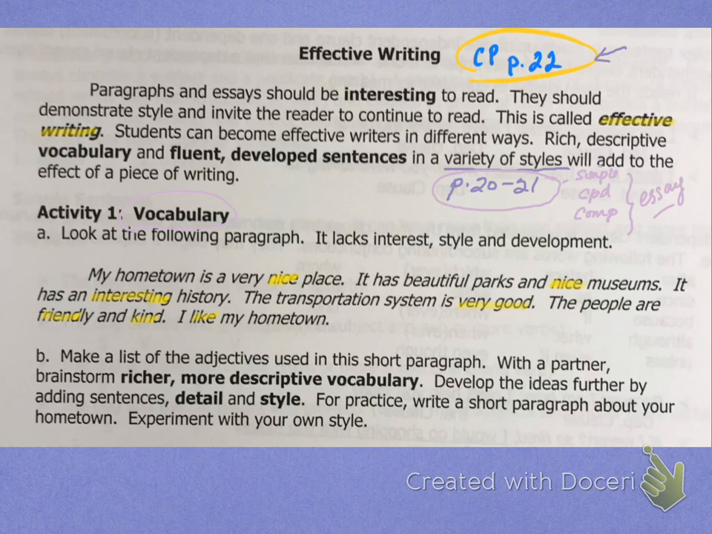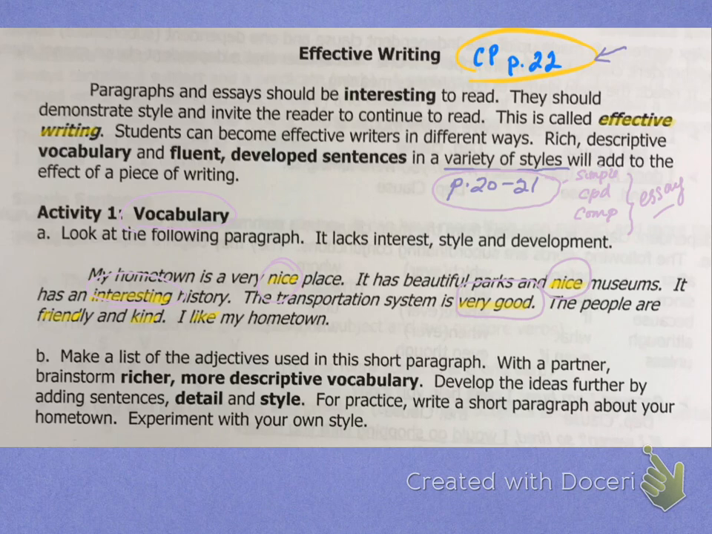Well, this does give us some information about this place, but it doesn't give us information in a very interesting way. I mean, really, when you think about it, what does nice tell us? Nice in what way? It has an interesting history. Well, interesting how? The transportation is very good. Well, what is good about it? Okay. So it doesn't really give us a whole lot of information about this person's hometown. It gives us just some very basic information.